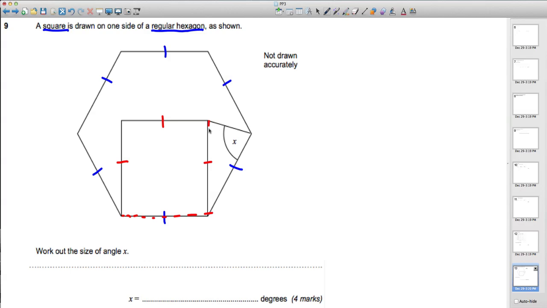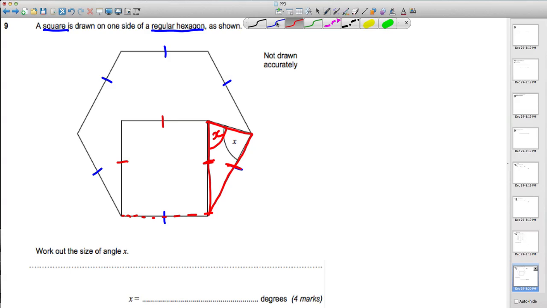So if we look at this triangle here, just considering that triangle, would you agree with me that it must be isosceles because that side and that side are equal? So this angle here must also be x. Right? Okay, it's 4 marks to get this question.